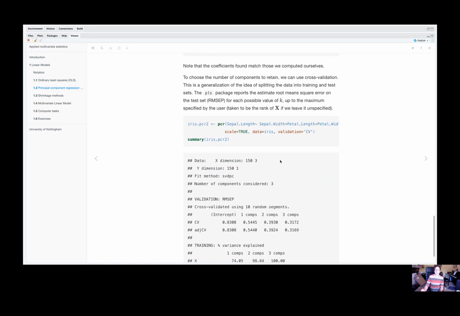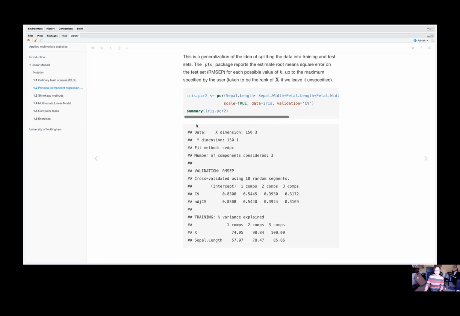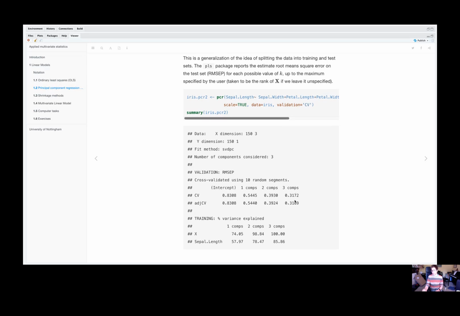So what we get out here by default when we look at the summary of the output from the pcr command, if I add in an option that says validation equals CV, gives me an estimate of the prediction error using a different number of components. So this is when I just use 1 component. This is when I use 2 components, and so Z is 2-dimensional. This is when I use 3 components. And you'll see the prediction error decreases as we use more components. Okay, and that's what we expect.